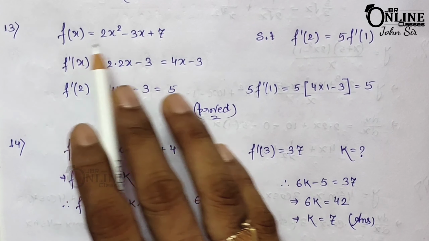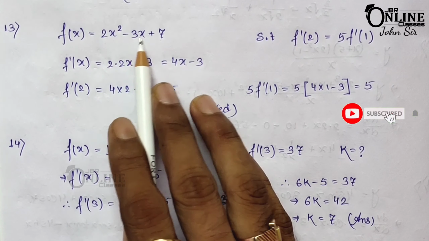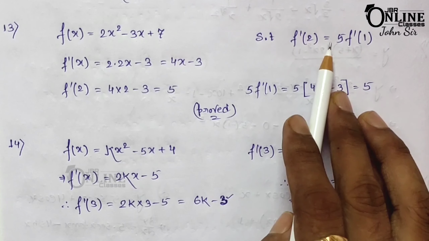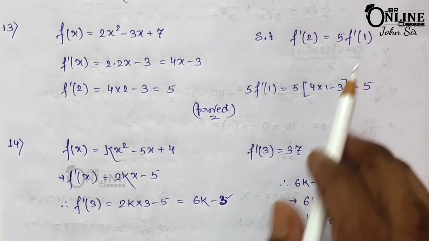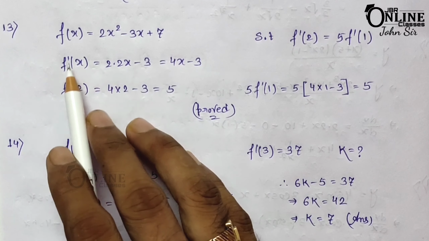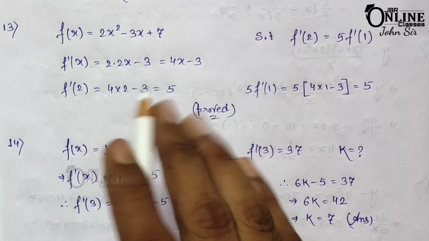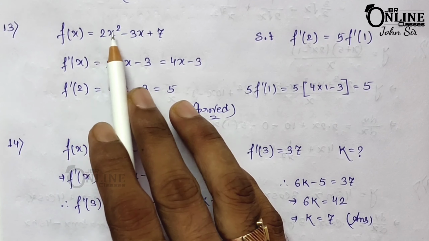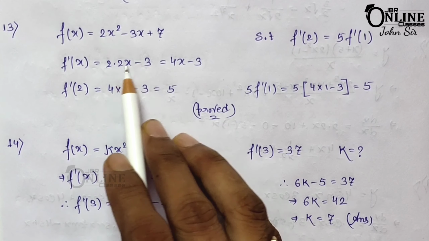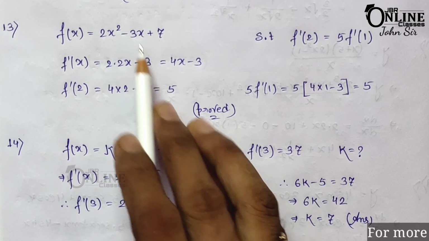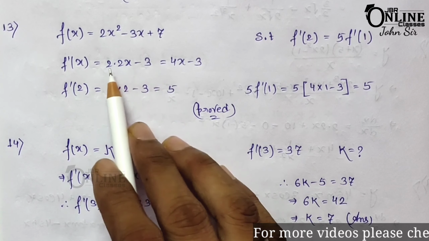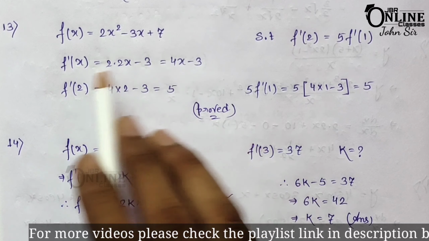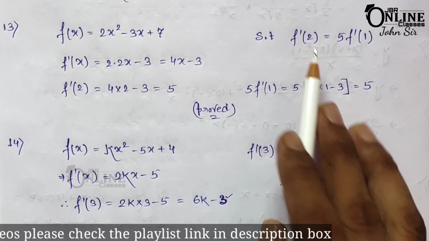Okay, so here the given function is 2x square minus 3x plus 7, and you have to show that f dash 2 equal to 5 f dash 1. That means first you have to find out f dash x, or the derivative of this function. So f dash x will be 2 as x square, derivative of x square equal to 2x, and here minus 3 and derivative of x equal to 1. So it becomes 4x minus 3. So 4x minus 3 is f dash x.